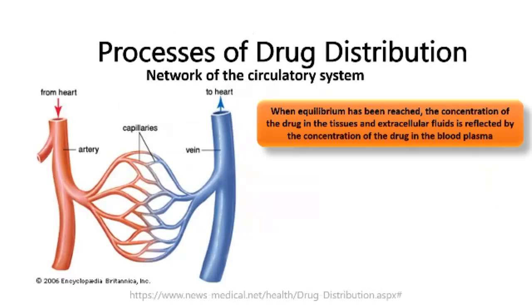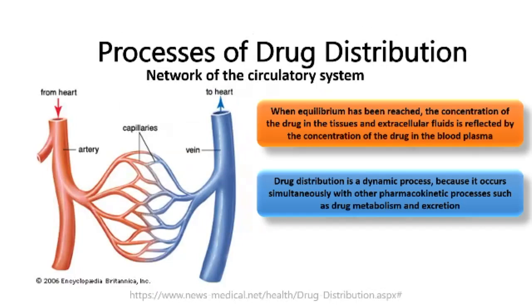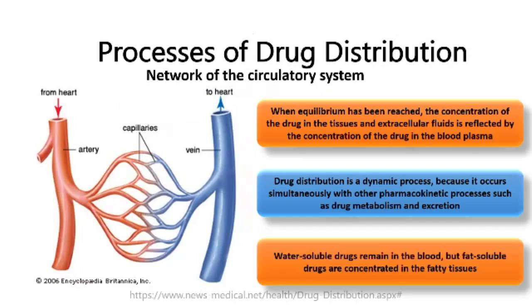So the network of the circulatory system, the drug will pass through this system. The drug moves from the capillaries into the tissue spaces, then into the interstitial fluid across the membrane into cells. So when a drug is absorbed and enters the systemic circulation, it is naturally distributed throughout the fluid and tissues in the body. And the drug eventually reaches a distribution equilibrium when the rate of the drug entry and exit between the blood and tissue is equal.